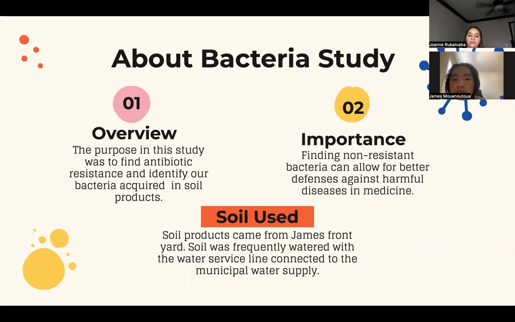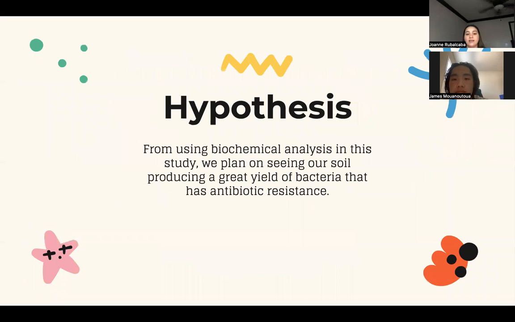defenses against harmful diseases. Our soil came from James's front yard, which was frequently watered with the water service line that is connected to the municipal water supply in the city, which includes canals, ditches, and pipes. So it is very possible that there might be a vast amount of bacteria present. Due to this, we planned on seeing our soil producing a great yield of bacteria that has antibiotic resistance.